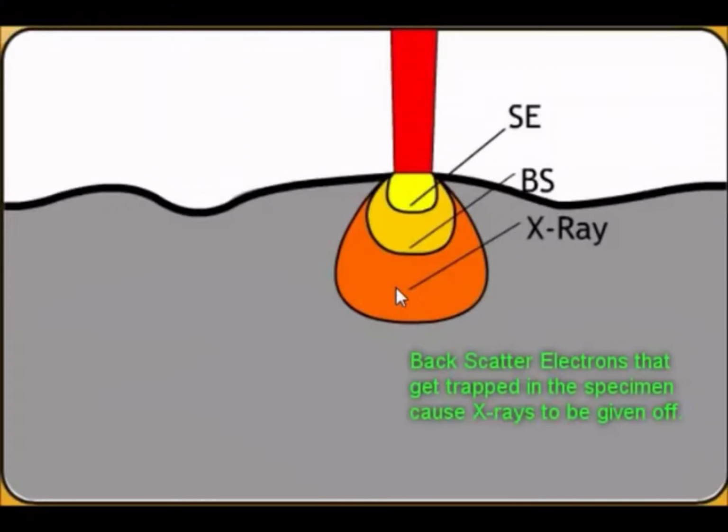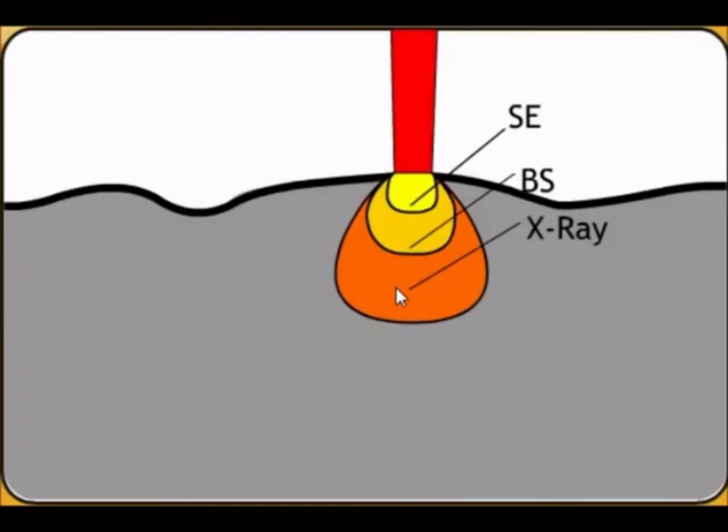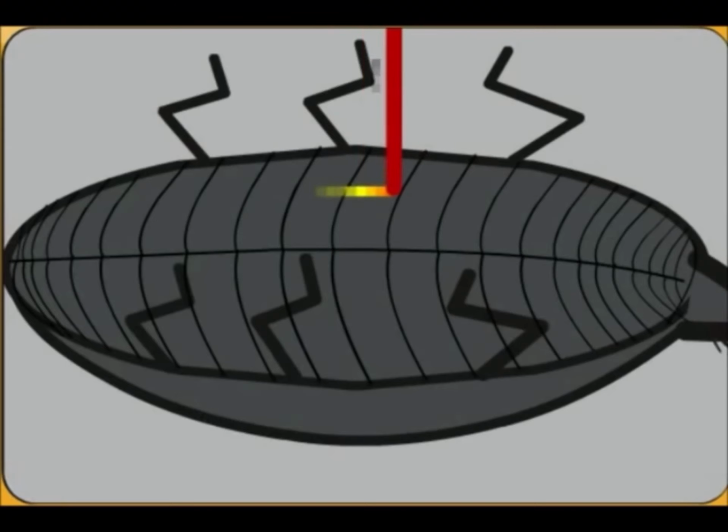Now, we actually don't have an X-ray detector for our scope, but you can do elemental analysis by looking at X-rays. So the detectors that we have on our scope are the secondary electron detectors and the backscatter detectors.